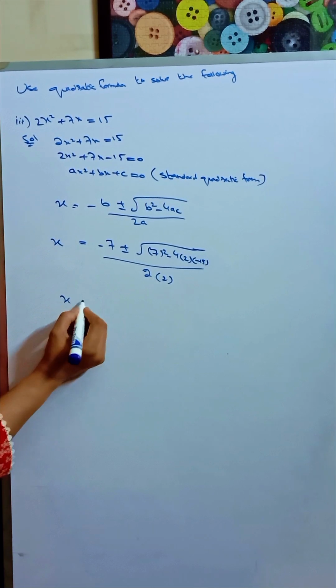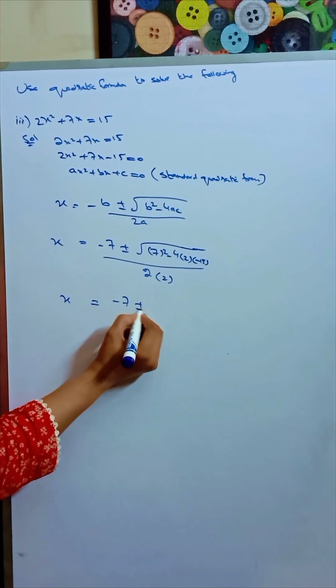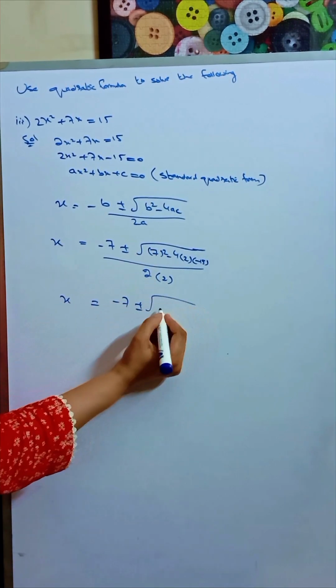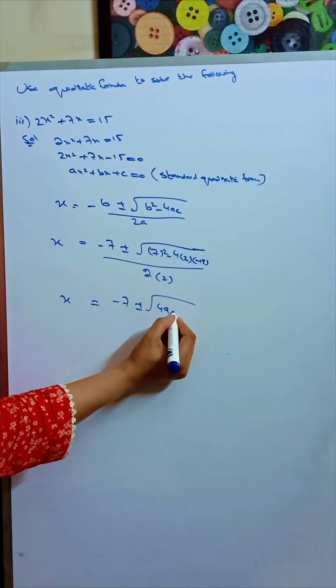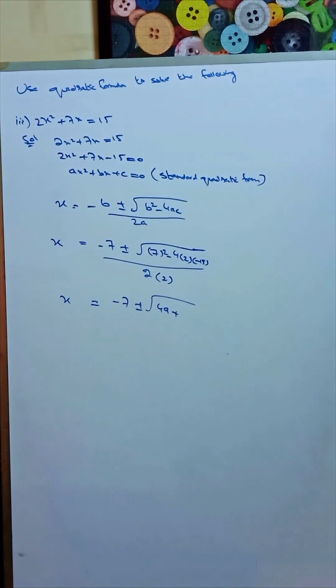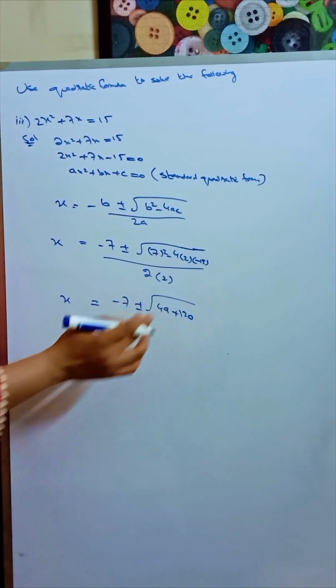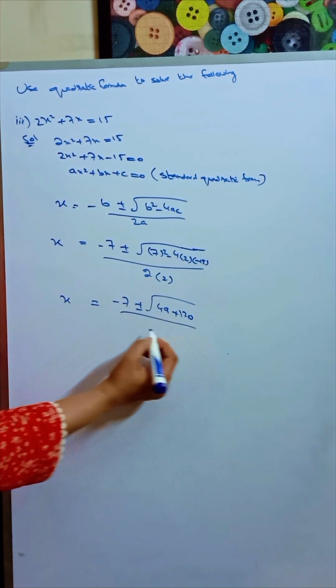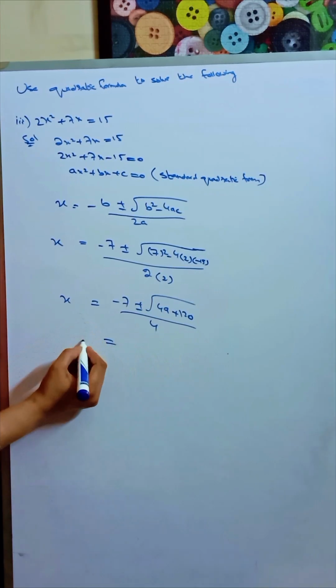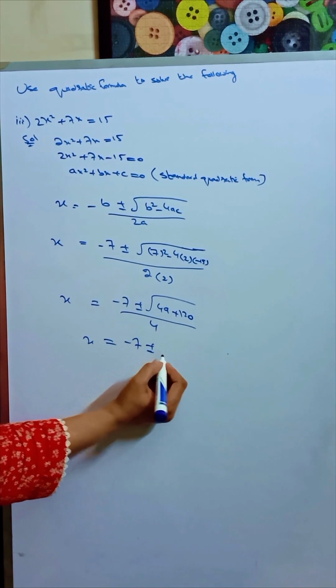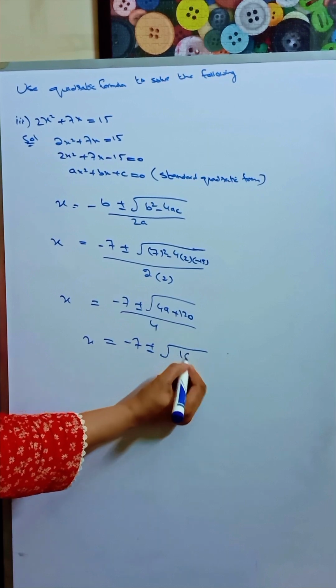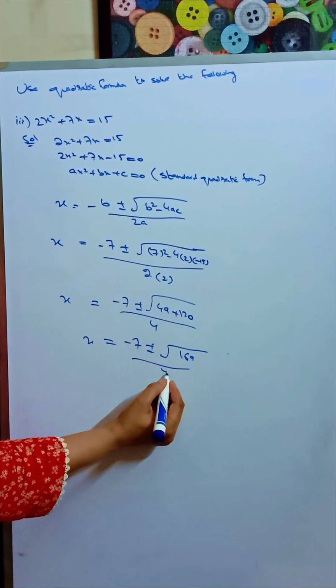x equals, now solve it. Minus 7 plus or minus, 7 sevens are 49. Minus plus, 4 twos are 8, 8 15s are, what is it? Just solve it. Yes, you are right, it's 120. 4 twos are 8, 8 15s are 120. Minus plus. 2 twos are 4. Now solve it. x = (−7 ± √(49 + 120)) / 4, and 49 plus 120 becomes 169.